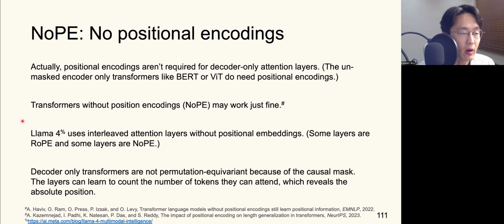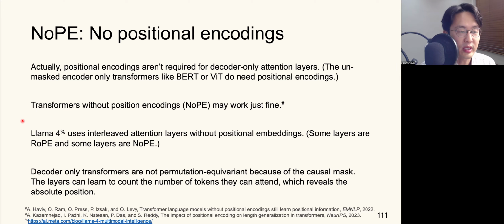But actually, are positional encodings needed at all? It turns out that positional encodings aren't required for decoder-only attention layers. For unmasked encoder-only transformers like BERT and ViT, vision transformer, you do need positional encodings.